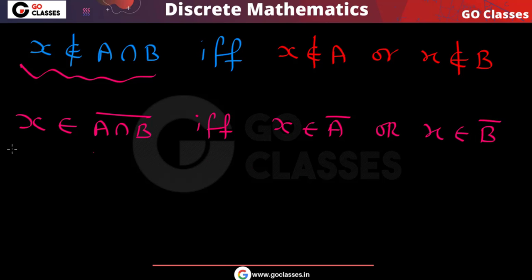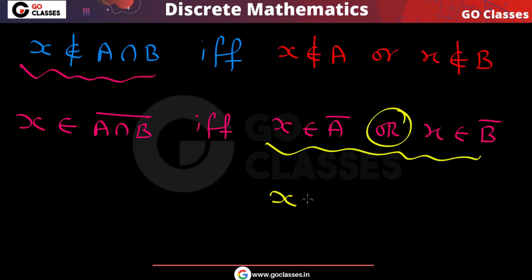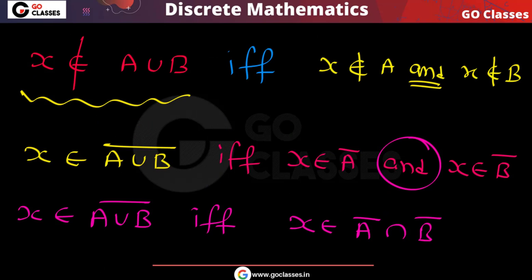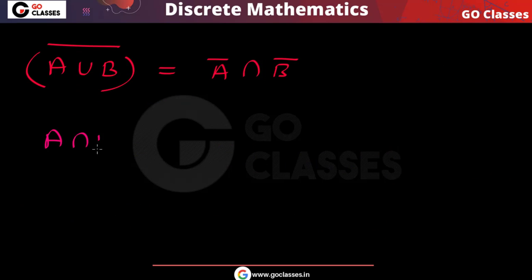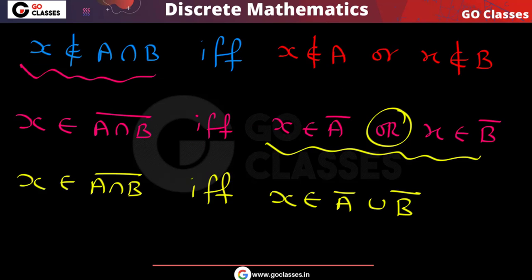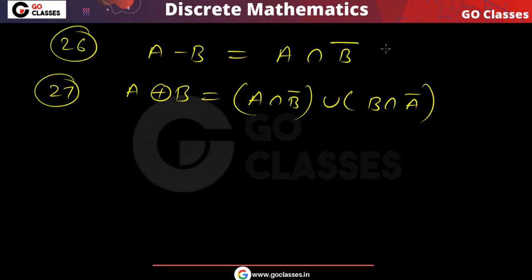Or X does not belong to B, it means X belongs to B complement. Okay, now what does this mean? X belongs to A complement or X belongs to B complement, it means X belongs to A complement union B complement, if and only if X does not belong to the intersection. So this is the idea. If X belongs to (A intersection B) complement, if and only if X belongs to A complement union B complement. So this is the rule. Basically I can say that (A intersection B) complement is the same as A complement union B complement. These two rules are called De Morgan laws.